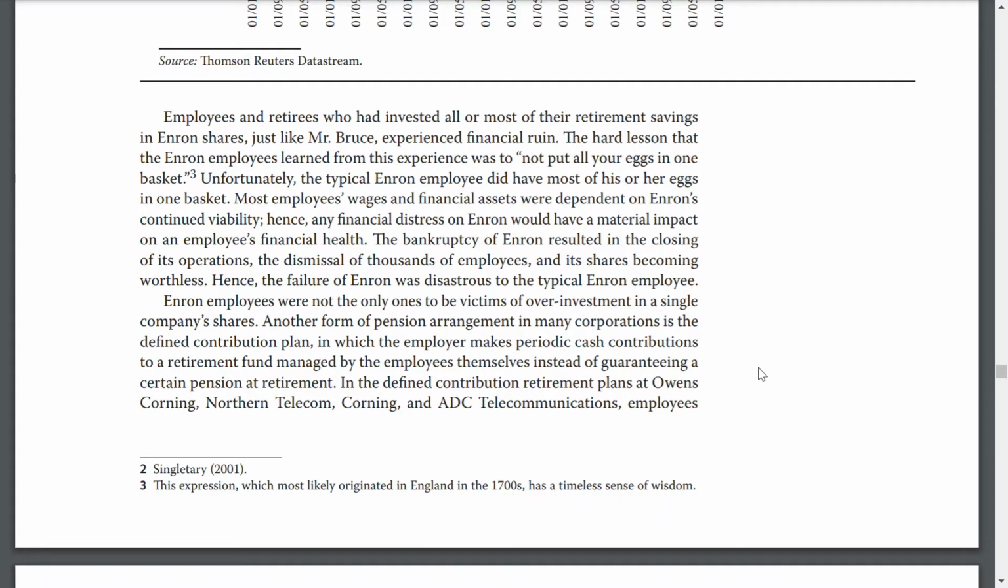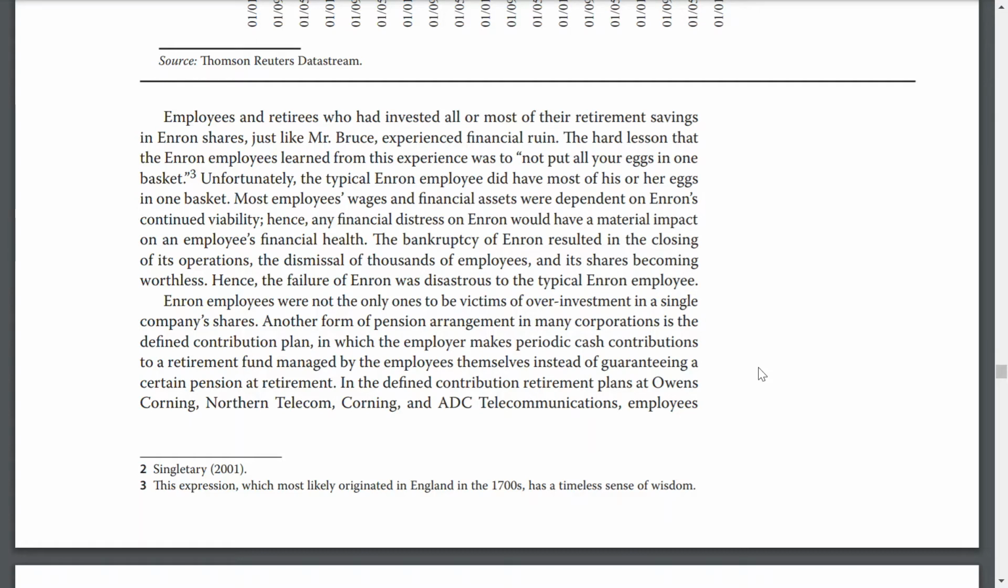Unfortunately, the typical Enron employee did not have most of his eggs in one basket. Most employees' wages and financial assets were dependent on Enron's continued viability. Hence, any financial distress in Enron would have a material impact on the employees' financial health. The bankruptcy of Enron resulted in the closing of its operations, the dismissal of thousands of employees, and its shares becoming worthless. Hence, the failure of Enron was disastrous to the typical Enron employee.